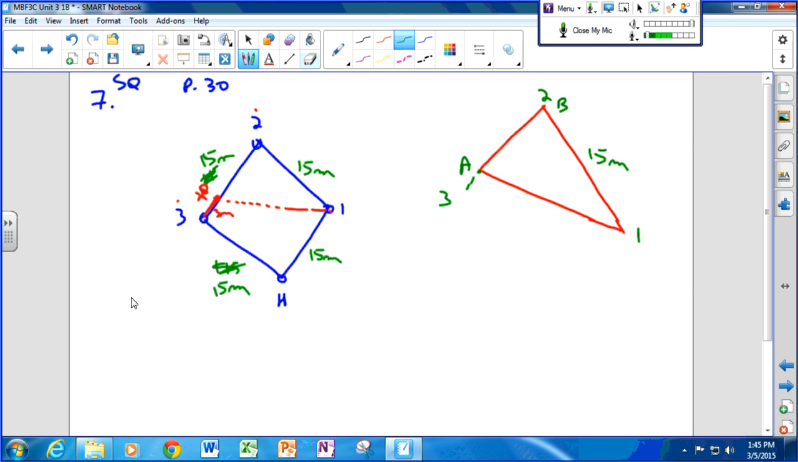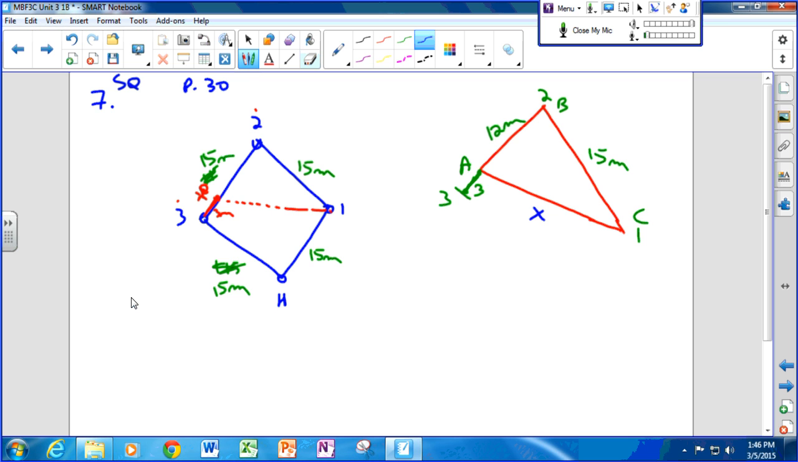The side length AB is 15 minus the 3 meters, right? It says it's 3 meters from third base. So that's 3 meters right there, which means this is 15 minus 3. That's got to be 12 meters. You see? You got it? Okay. And then what we're trying to find is this one right here. This is X.